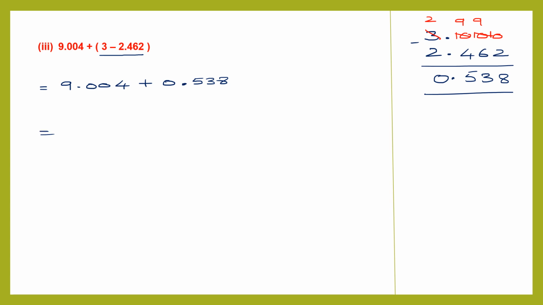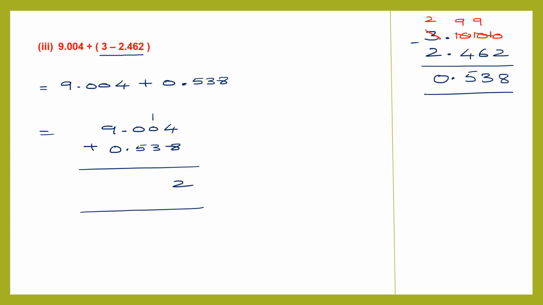So let's begin that addition. 9.004 plus 0.538. 4 plus 8 is 12. Carry 1. 3 plus 1 is 4. And here we have 5. 9 plus 0 is 9. So here our answer is this, 9.542.